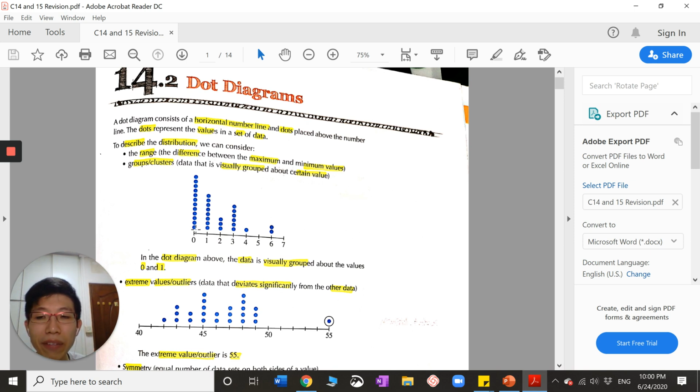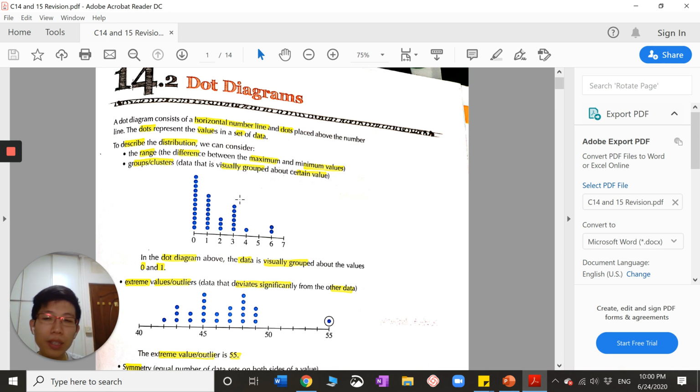For example, if you're doing a survey about the number of siblings students have, you can use this also. For example, if there are 6 students that have no siblings, you put 6 dots on the 0. And if there are 7 students who have 1 sibling each, you'll put 7 dots here, 1, 2, 3, 4, 5, 6, 7, and so on and so forth. This is how you represent the dot diagram.